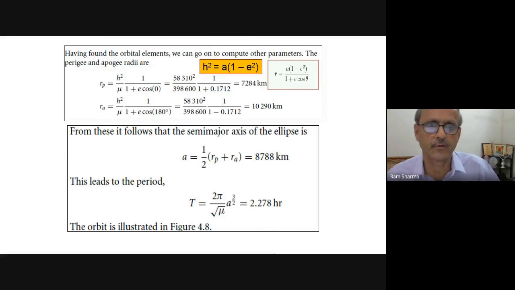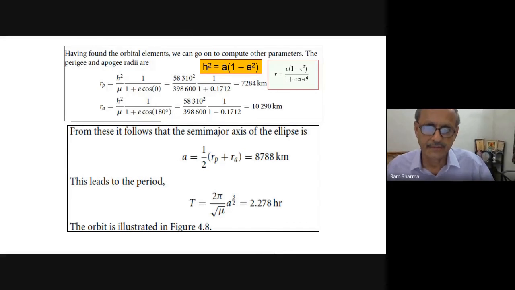And the other parameters, perigee and apogee. We have H square equal to mu times A into 1 minus E square; here R was A into 1 minus E square. This is a constant value, because A and E are constant, so it can be written in this form also. At perigee, the true anomaly is 0. At apogee, the true anomaly is 180. So you can calculate the perigee and apogee radius using this equation, and when you add them and divide by 2, you get the semi-major axis.